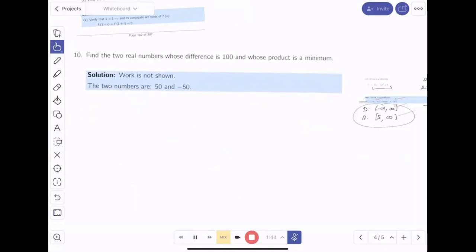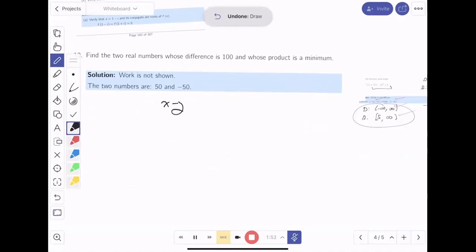Find two real numbers whose difference is 100. Well, I'm going to say x and y are real numbers, and I'm going to say x minus y, that's the difference between the numbers, is 100. Again, x and y are real numbers. And then it goes on and says whose product is a minimum.